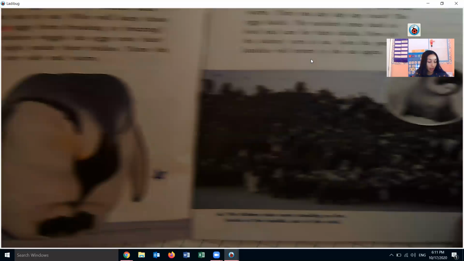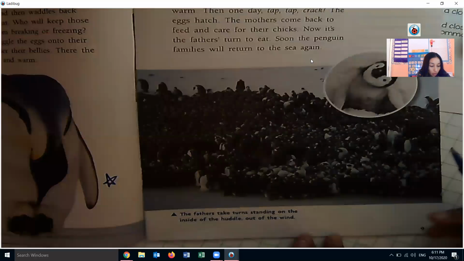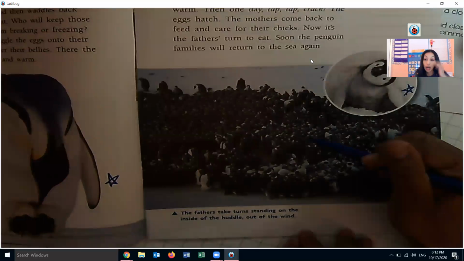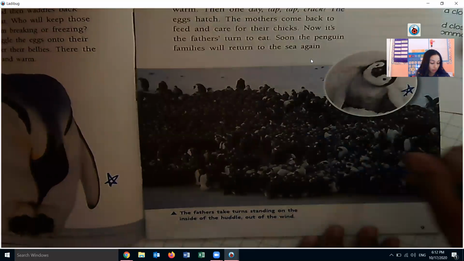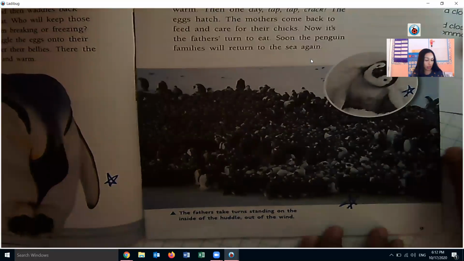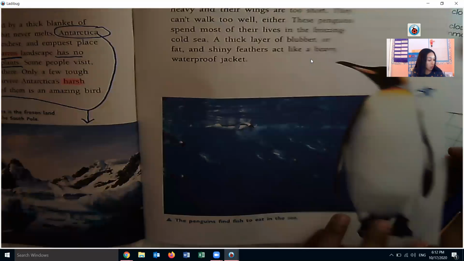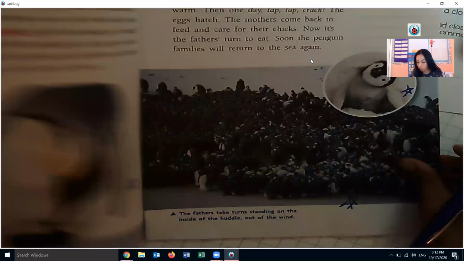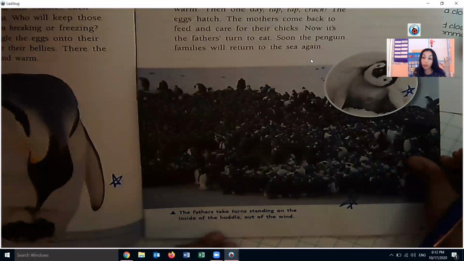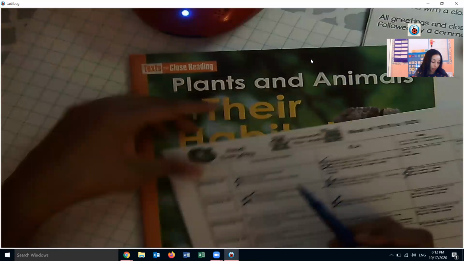Here, it really helps us picture. Oh, look at the cute little baby. It helps us picture how the dads are huddling together and how they take turns being on the outside of this huddle. So, I mean, just little stars. As I talk about how these pictures, they really do help us understand the words in the text a lot better. They help us really picture it and understand it. So that is our activity.